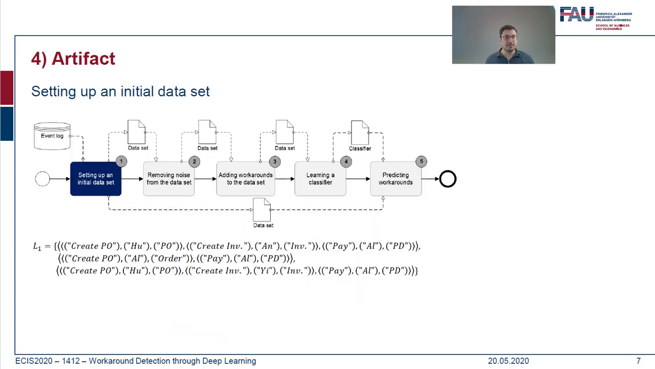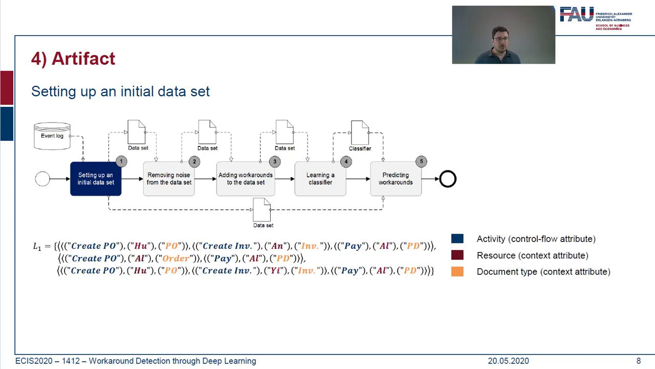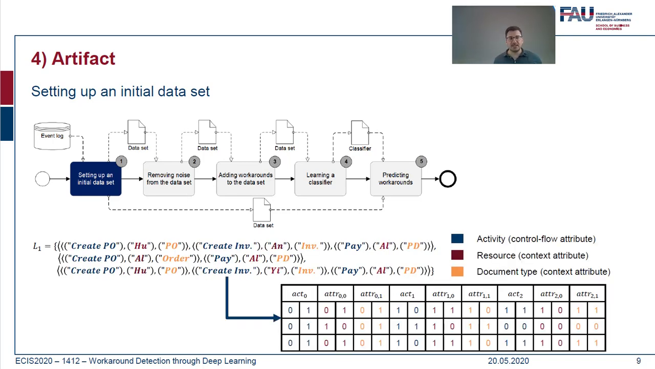Our method gets as input an event log, for example L1. L1 consists of 3 process instances. Each process instance includes events. In this example, an event is described by an activity, resource, and document type. The main purpose of this step is to transform an event log into a fixed-size vector-oriented dataset, since deep neural networks, as used in this paper, require such a representation of data for computation.